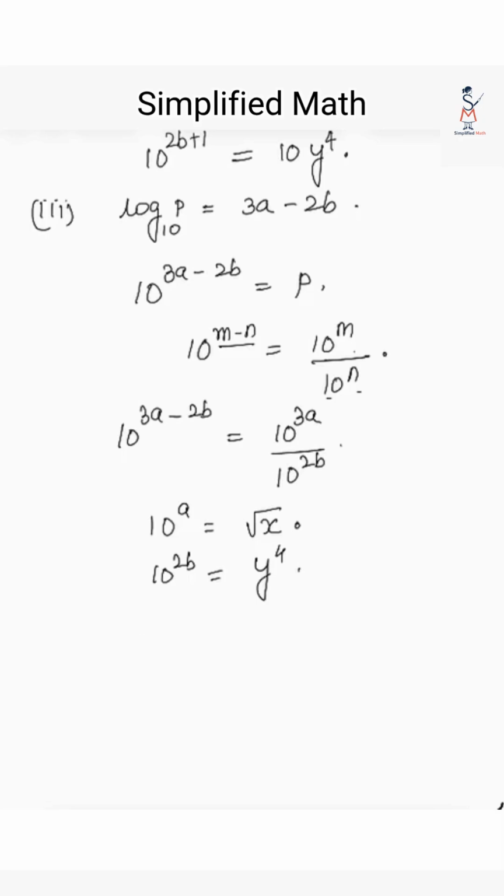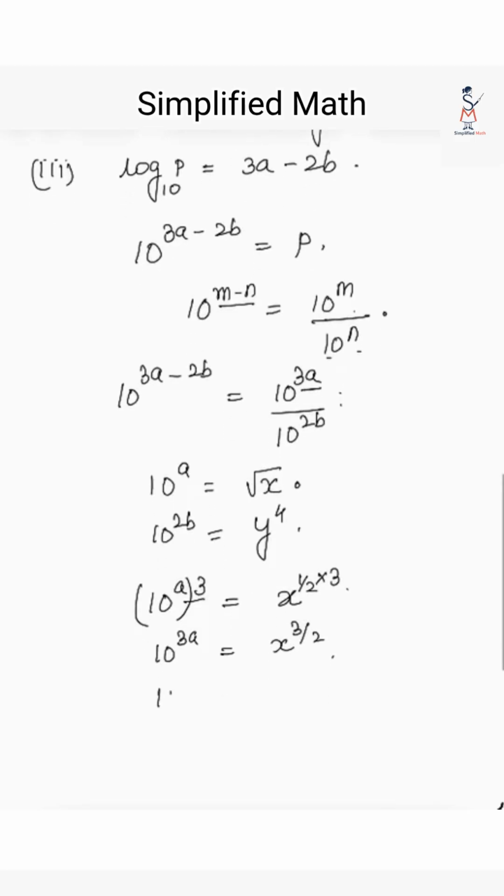So now what I have 3a, right? So 10 raised to the power a again raised to the power 3. Same way, root x means x raised to the power half, and this also the power is multiplied by 3. Why I am multiplying by 3? Because I want 10 raised to the power 3a. So this will be x raised to the power 3 by 2. Fine. And 10 raised to the power 2b is y raised to the power 4.